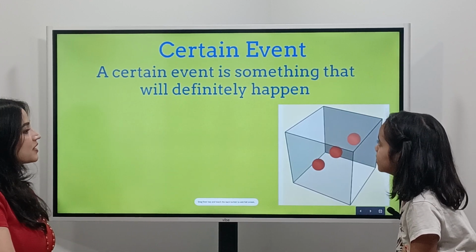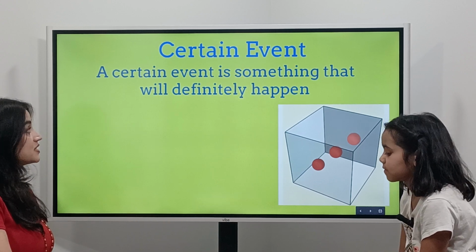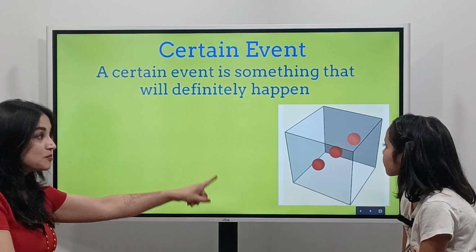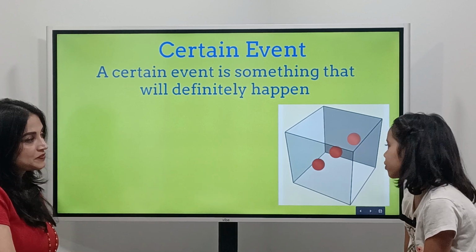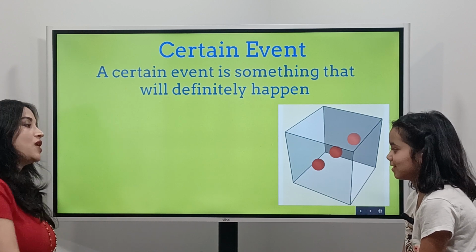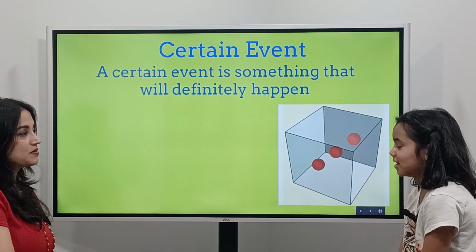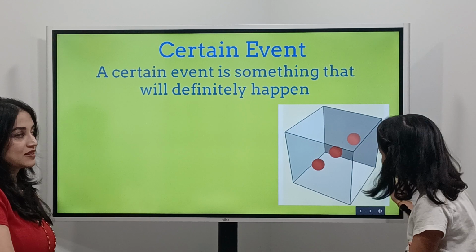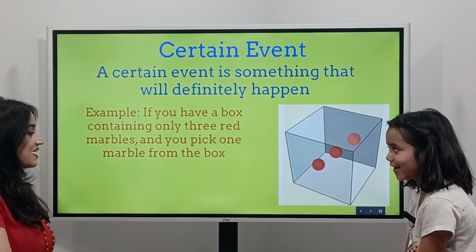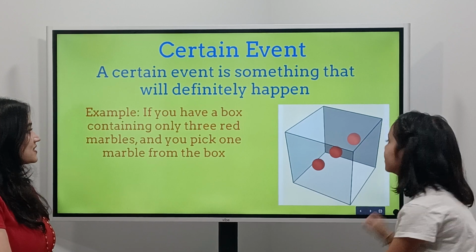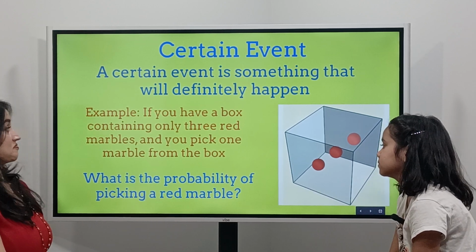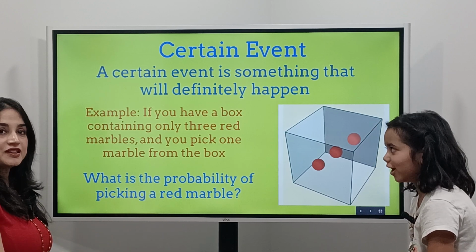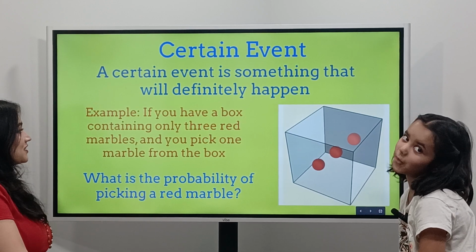So let's see, certain events. In certain events, something is definitely going to happen. In that box, we have 3 red marbles. So what is the probability if I choose a red marble? It will be red. So 100%, right? It's going to happen. If you pick red, it's going to be red. If there were another color, like red and blue, it would be different.